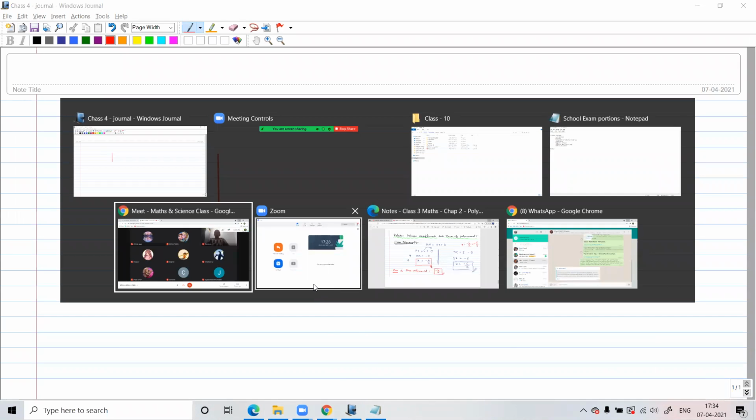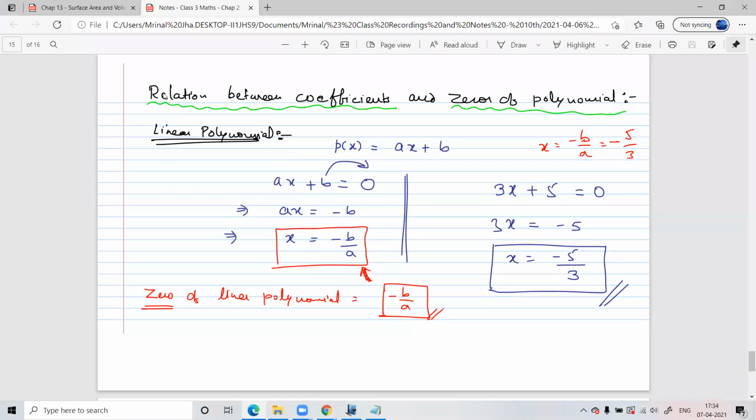Up to the previous class, we had just started talking about the relation between coefficients and zeros of polynomials, right? We did this for linear polynomials yesterday. We understood that the standard form of a linear polynomial is ax plus b, and we can find that the zero of this linear polynomial will be a very simple formula. It will be just minus b by a.